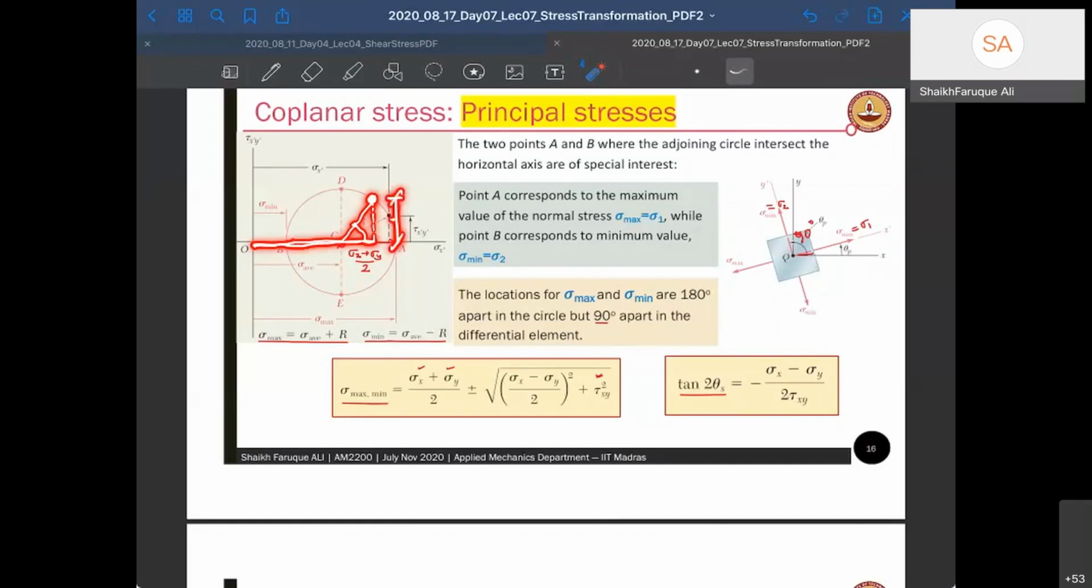All right, and how do I find sigma y? I will draw a 180-degree angle, and this value will give me my sigma y. So I will know it. Okay, and you might be asked also to find principal stresses and the orientation of the principal plane.